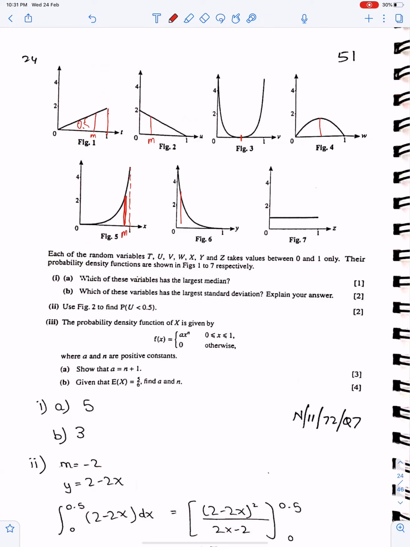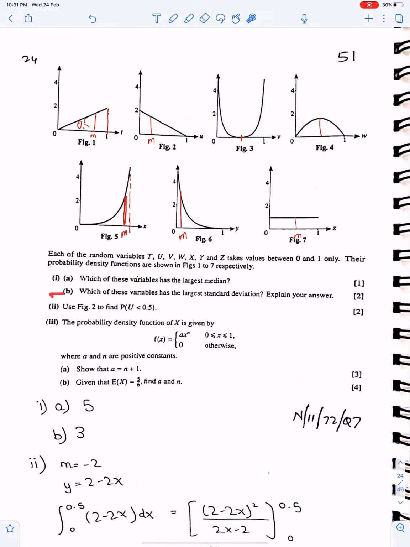The median is close to the lower limit in this diagram. The median is at the center. So in this diagram, the median is close to the lower limit, more close to the lower limit than in this diagram. So the median is largest in this diagram. So diagram 5, because more area is here. So when the median is close to the upper limit, then the median is largest.